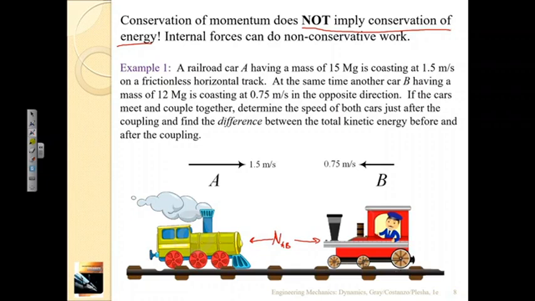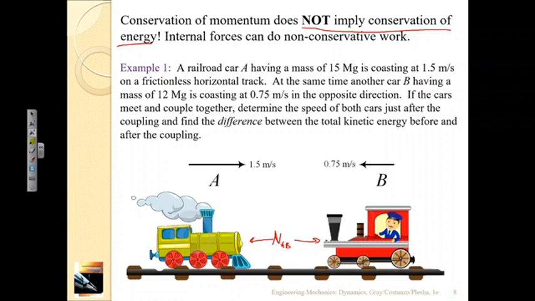This is where people will screw up. You kind of forget the fact that I need the vector here, so this one's 1.5, this one's minus, because it's going the opposite direction. So they're going to go the opposite direction. When the cars smash together, they get coupled. So they get entangled. And we want to figure out the speed of both the cars just after impact.